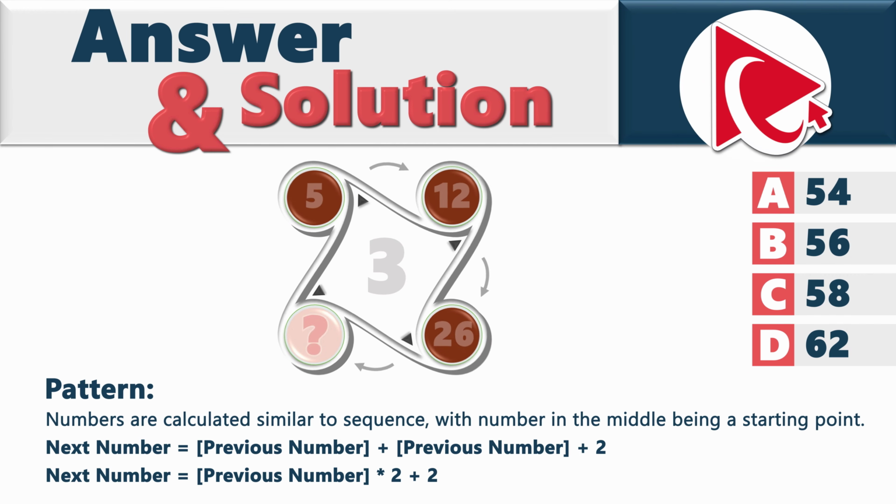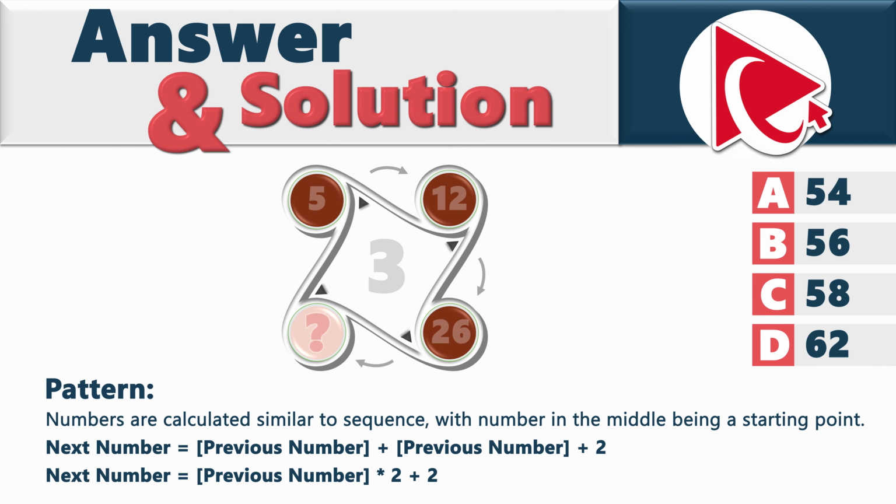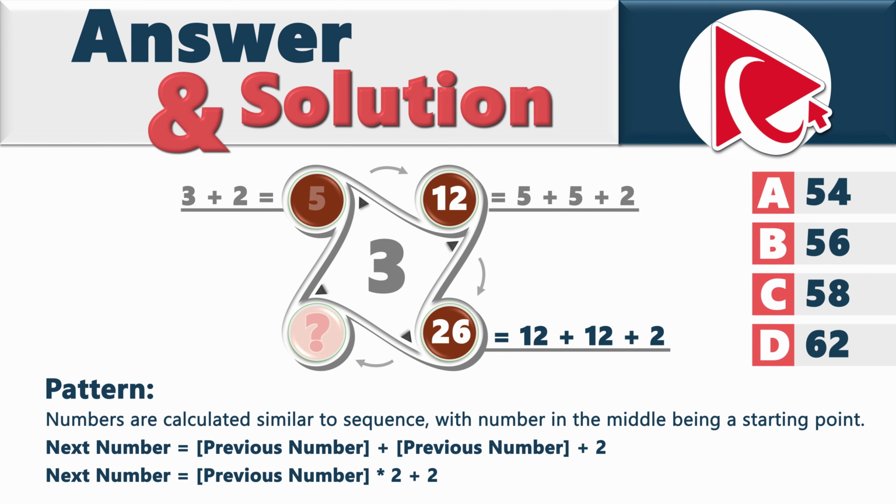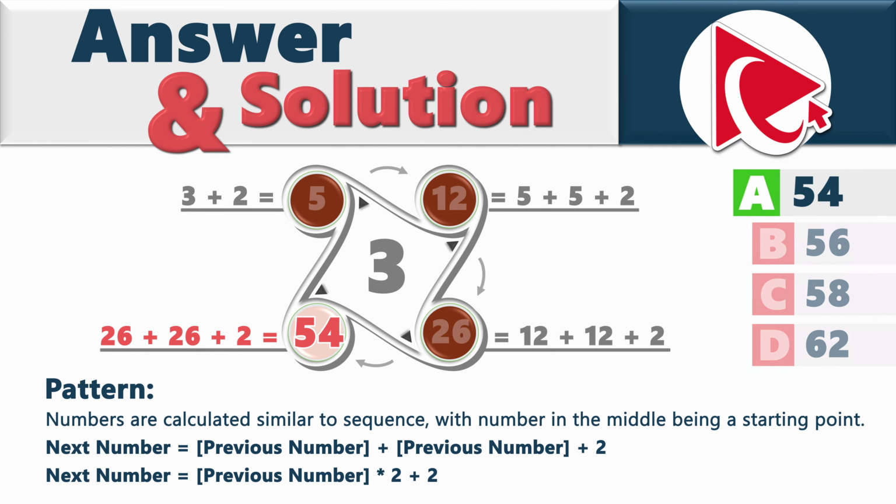Let's look at the second shape. In the second shape, the starting number is 3. 3 plus 2 equals 5. 5 plus 5 plus 2 equals 12. 12 plus 12 plus 2 equals 26. So the missing number in the bottom left corner of the second shape is calculated as 26 plus 26 plus 2 equals 54. So the correct answer here is choice A, 54.